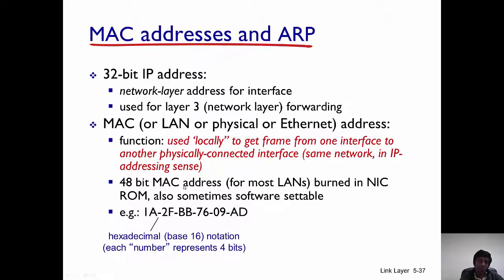So one of the main differences between the MAC address and the IP address is that the MAC address is 48 bits in length, while the IP address is only 32 bits in length. Secondly, the MAC address is used in the link layer, while the IP address is used in the network layer.